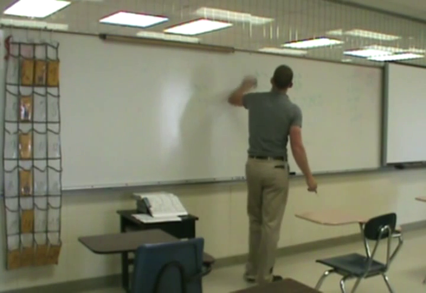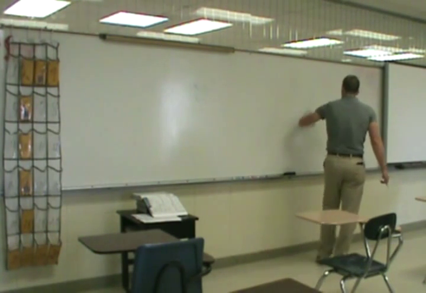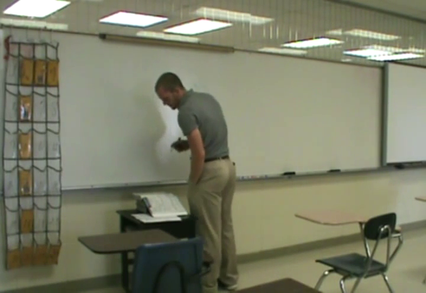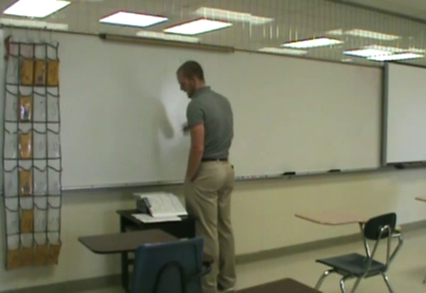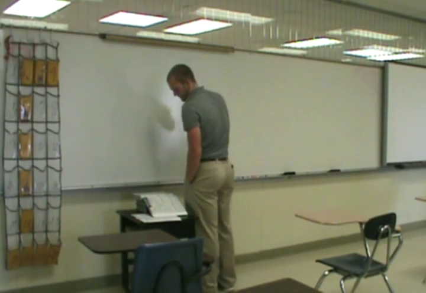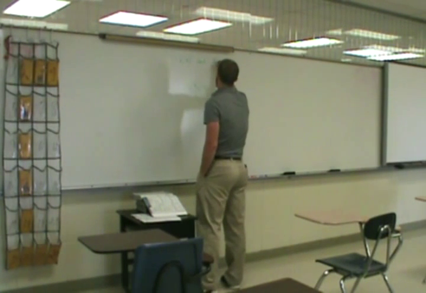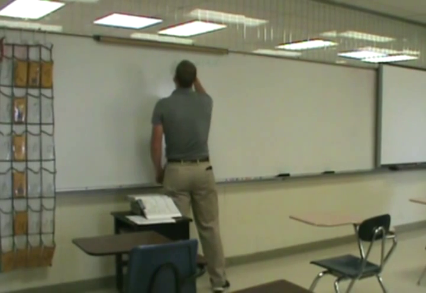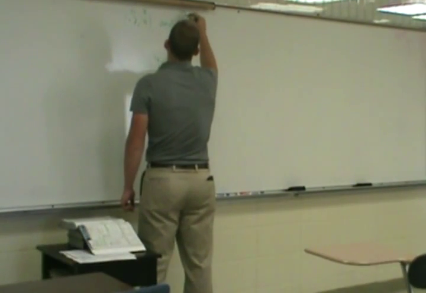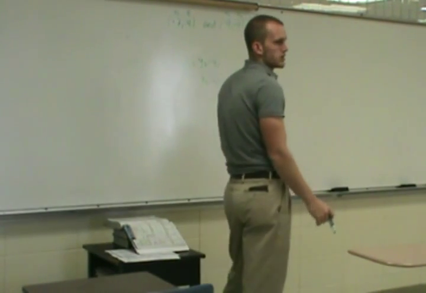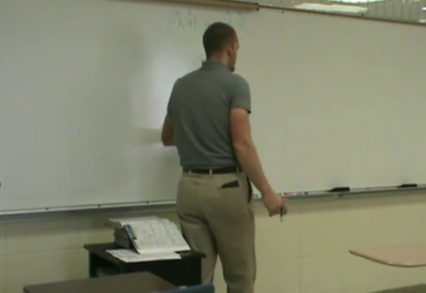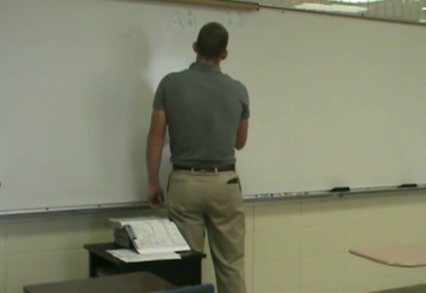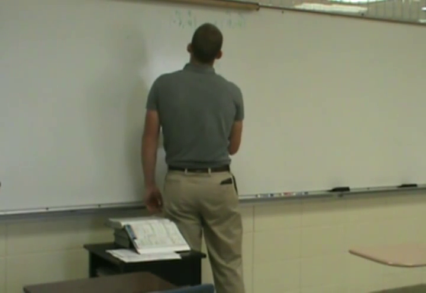Alright, so let's look at the second example. In the second example, we have -7, 4, and 9, -4. Alright, so first thing we do is label. So we label our points. We have our equation, and we plug it in. So m is equal to, y2 is -4, y1 is 4, over, x2 is 9, x1 is -7.